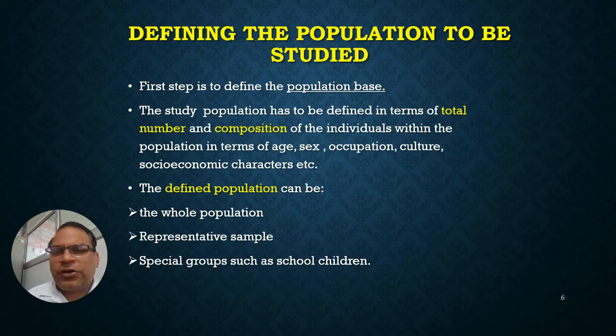Coming to defining the population which is to be studied. It is the first step to define the population base. The study population has to be defined in terms of total number of participants, composition within the population in terms of age, sex, occupation, culture, socioeconomic characteristics and other variables. The defined population can be the whole population, a representative sample, or spatial groups such as school children, etc.